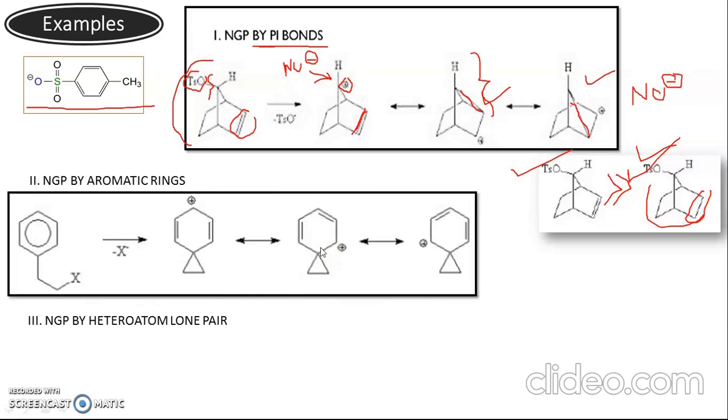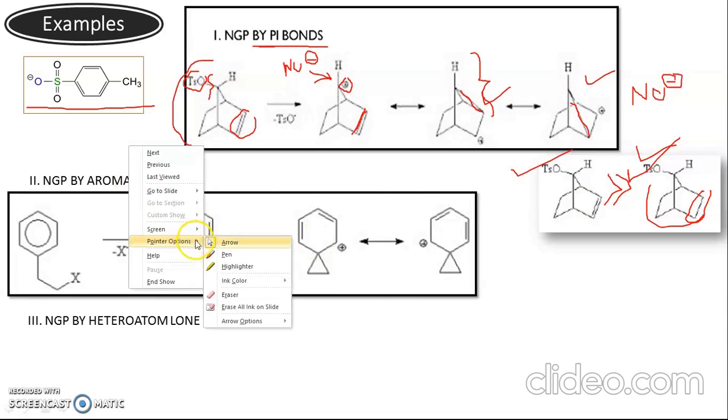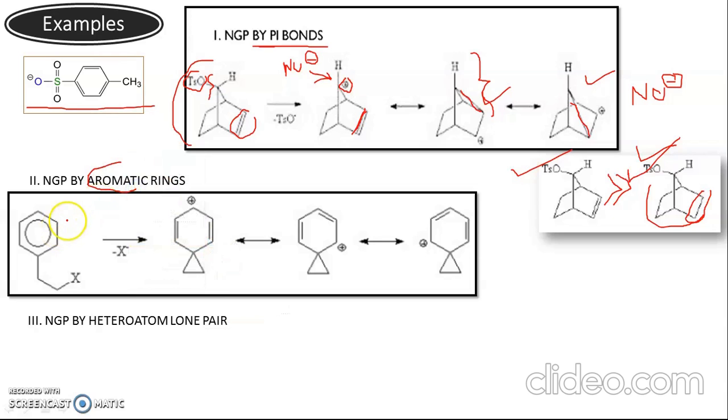Let's see another example. Our next example is NGP by aromatic ring. In our starting material, we have an aromatic ring. This is our leaving group. When it is removed, there will be a positive charge, and the double bond in the aromatic ring will stabilize this positive charge. And this positive charge is in different conjugated forms. It is in resonance. Fine. So our nucleophile can attack at this carbon or it can attack at this carbon. Both are possible. This type of arrow we use for resonance structures. So our final product, though here there is no question of stereochemistry because it is a primary carbon, will be CH2CH2Nu.